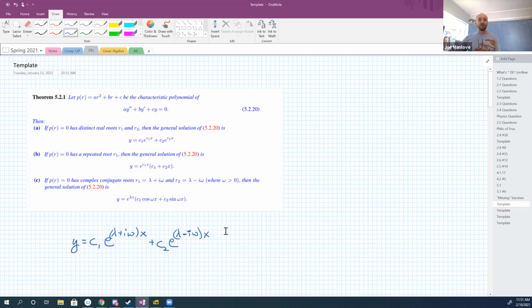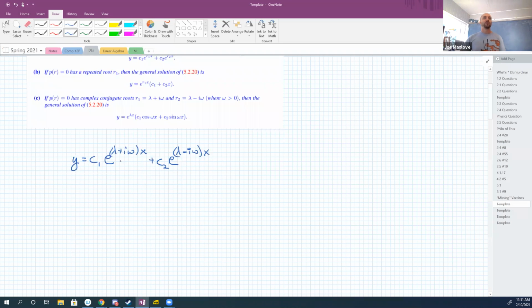Okay, and then if we do a little manipulation, first I've got this exponent, so I'm going to distribute that exponent out. So I've got c1 e to the lambda x times e to the i omega x, plus c2 e to the lambda x times e to the, and this is maybe a little weird, but I'm going to write it that way, i times the quantity of minus omega x. Do you guys believe that's valid?